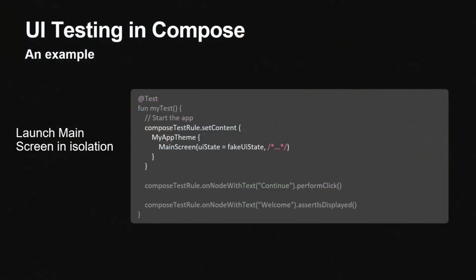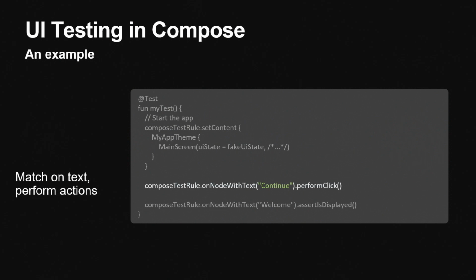So let's look at a quick example to show just how similar it is to Espresso. First up, one of the interesting things that we can do with this new Compose UI testing suite is test flows in isolation. Here we have a main screen, which might just be a screen with some sort of state. And we're saying that we only want our test to look at that specific screen.